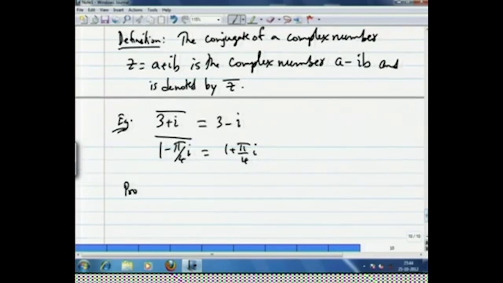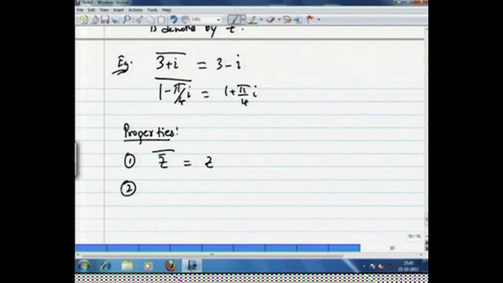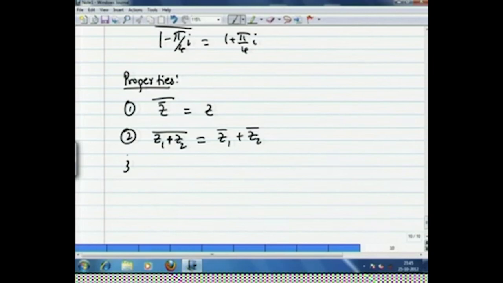And we will see some properties of this conjugation. So, firstly, the conjugate of a conjugate is the complex number itself. That is because if you reverse the sign on the imaginary part twice, you get back the complex number. And the second property is that conjugation distributes over addition. So, z 1 plus z 2 bar is z 1 bar plus z 2 bar. And third, z 1 z 2 bar, if you multiply two complex numbers and then you take the conjugate, it is the same as taking the conjugate of the complex numbers z 1 and z 2 first and then multiplying them.